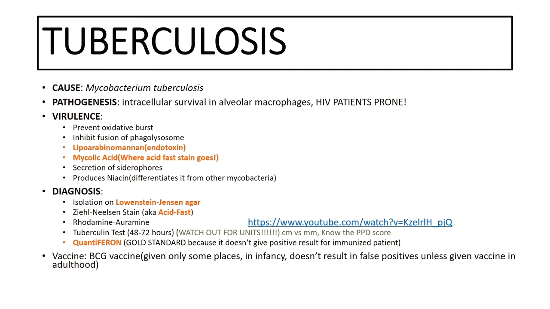So if they were to ask you, where does the stain of our Ziehl-Neelsen stain or rhodamine-auramine, our acid-fast stains, go particularly within the organism's cell wall? That's mycolic acids. It finds mycolic acids, binds to it, and now we can say, hey, they're red or pink rods. So these guys secrete siderophores, and they also produce niacin.